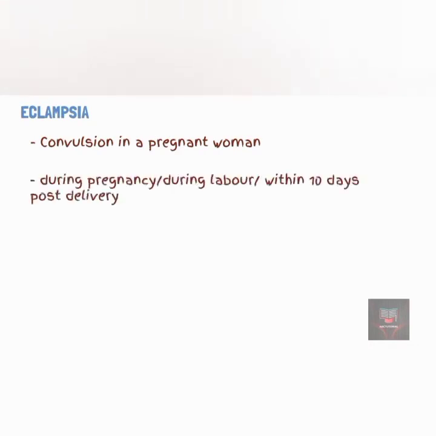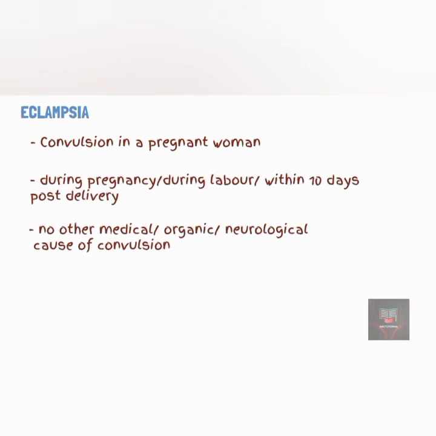Eclampsia occurs when there is convulsion in a pregnant woman during pregnancy or during labor or within 10 days post-delivery, and there is no other medical, organic, or biological etiology for the convulsion. That is, if a woman with preeclampsia develops seizures, she is said to have developed eclampsia.